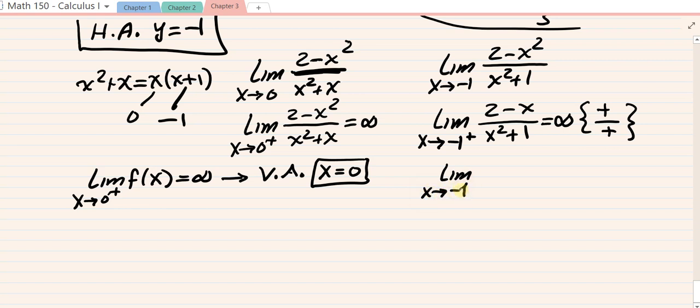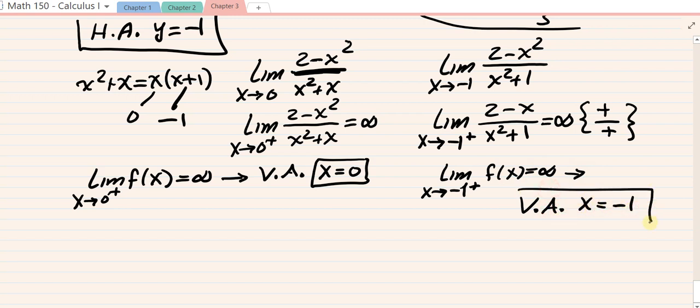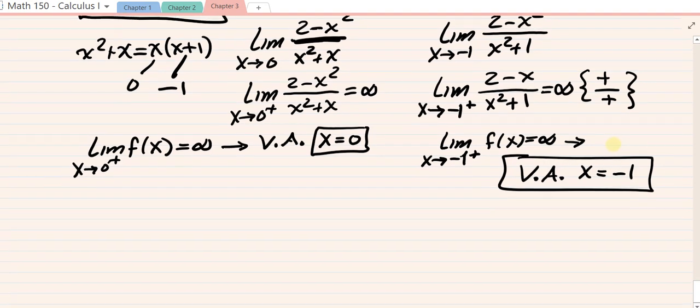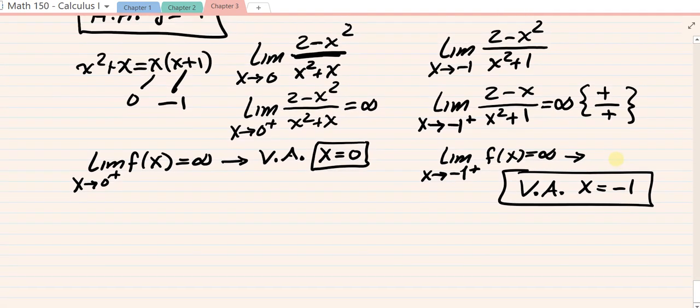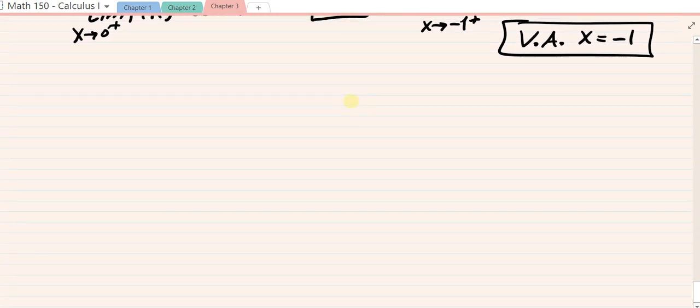So as x goes to negative 1 from the right, f of x is going to be infinity. So this would imply there is a vertical asymptote at x equals negative 1. Cool. So the graph of this function is going to have two vertical asymptotes, one at 0 and one at 1. Okay. And we can graph it again, use decimals or something to establish the graph and see what the graph looks like. Let's take a look at the last exercise.